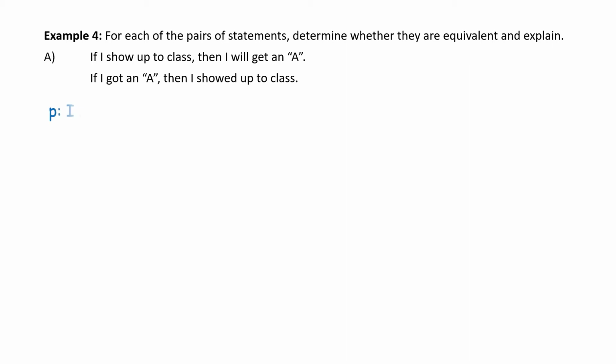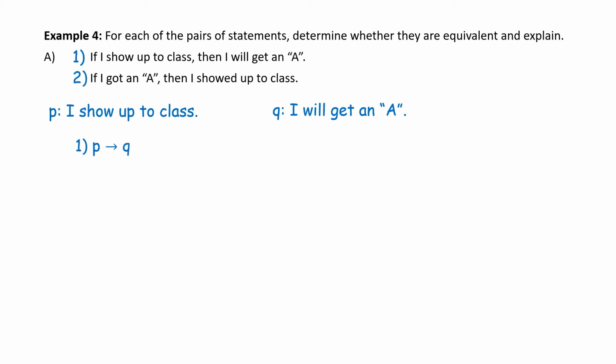I'll let P be the statement, I show up to class. Then Q will be the statement, I will get an A. So, for the first statement, symbolically, we would write that as P implies Q. Now for the second statement, if I got an A, then I showed up to class. Symbolically, we would write that as Q implies P.